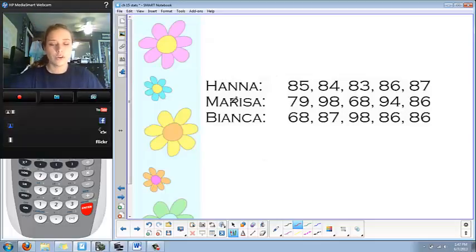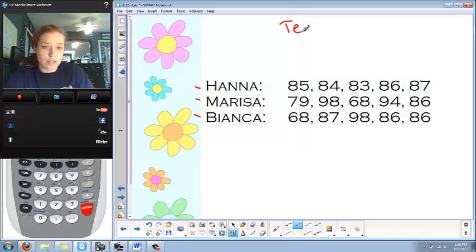So I'm going to teach you about 4 different measures of dispersion. And it's really easy. It's not that bad. But as we talk about each of those measures of dispersion, we're going to keep coming back to these 3 students. We have Hannah, Marissa, and Bianca. And they're all girls, and they're in Miss Tompkins' class, and these are all their test scores for all the tests that they got over the last 5 chapters.